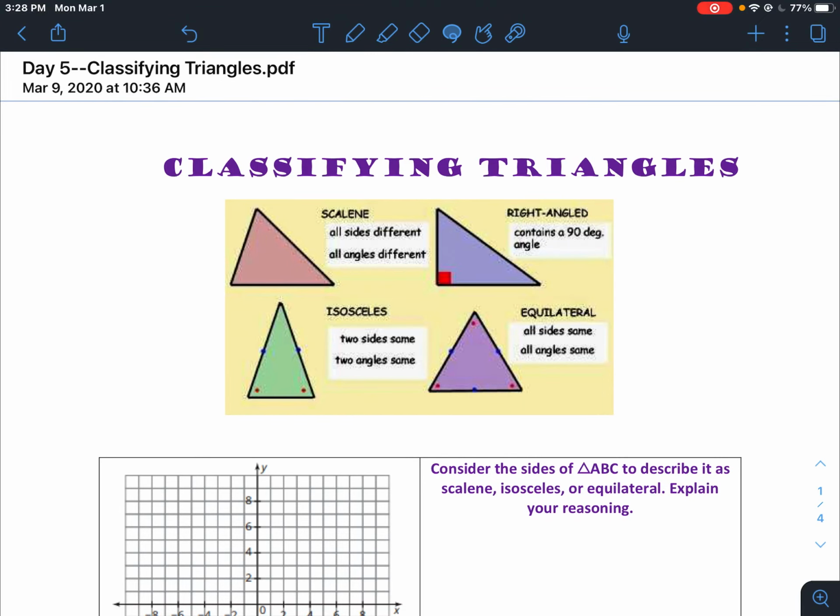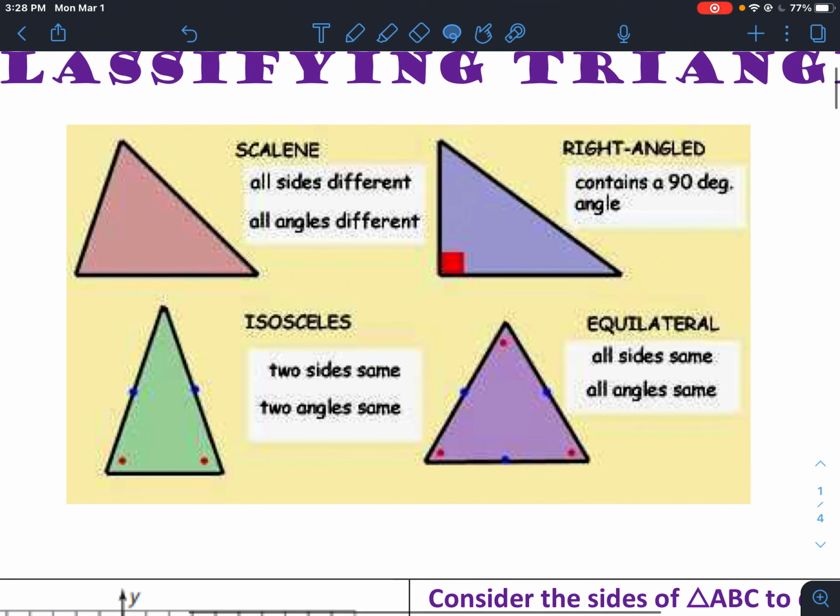Classifying triangles. So up at the top here, we have our notes. We have a scalene triangle. We have a right-angled triangle. Let's go back to scalene. Okay, scalene. What is a scalene triangle? It means all the side lengths are different and all of the angle measurements are different.